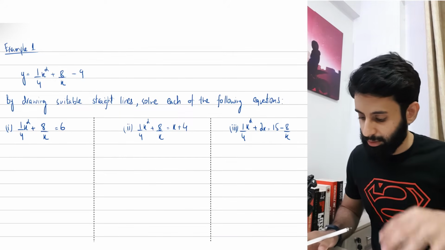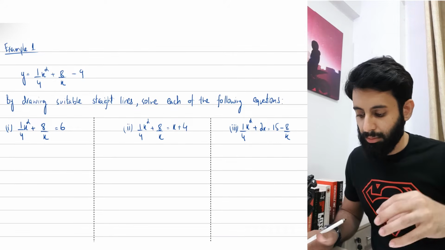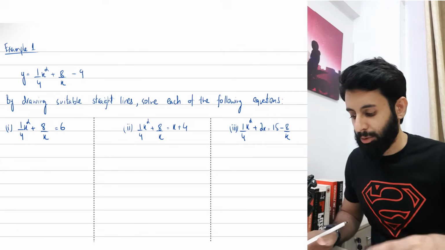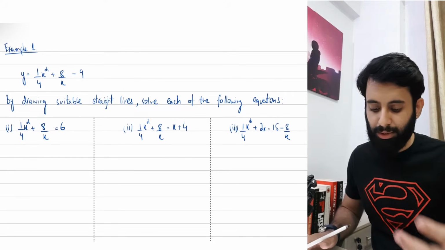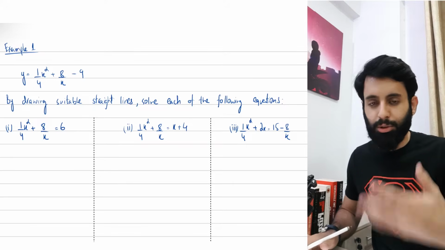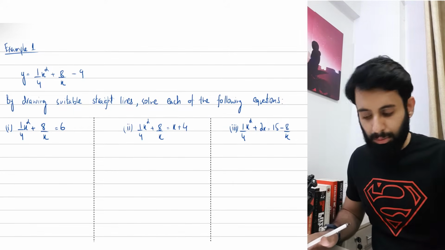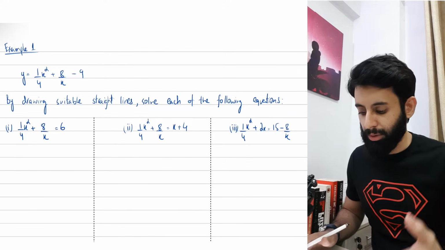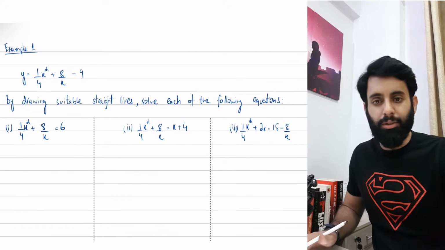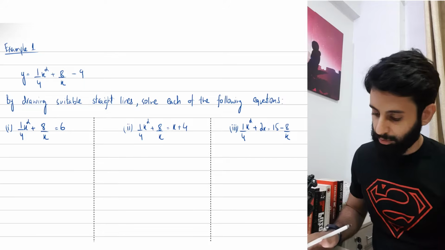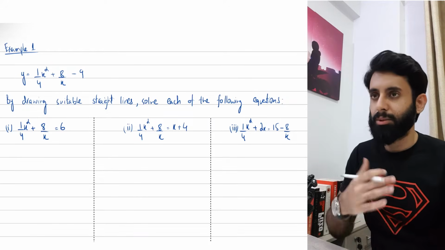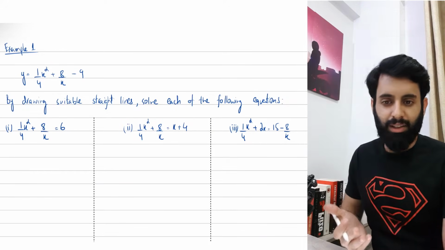This is something I want to focus on, and this is basically when the question will tell you, by drawing a suitable straight line, or perhaps it can say, use your graph to find the solution to the following equation. Okay, so if you have to use your graph, that means you have to draw a suitable straight line. Or sometimes the question is going to be very straightforward and tell you, by drawing a suitable straight line, solve each of the following equations. And solving an equation in terms of x basically means finding the x value.